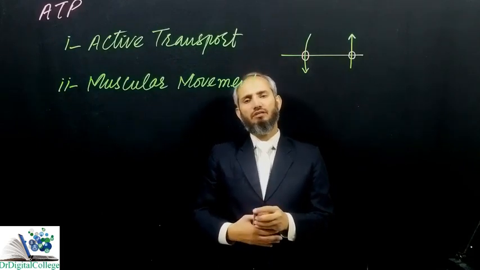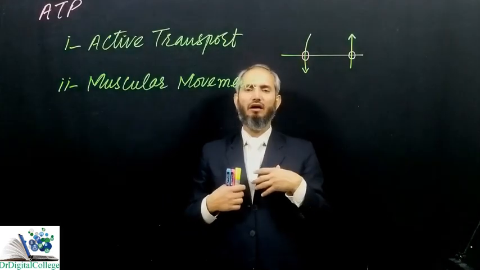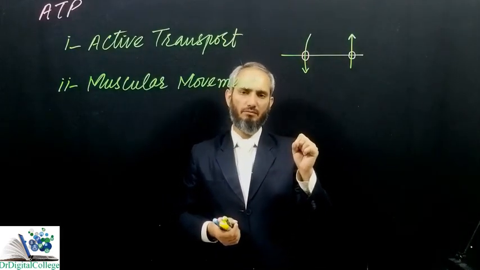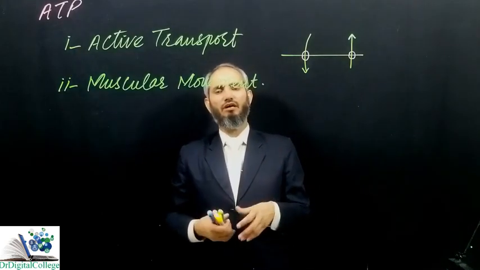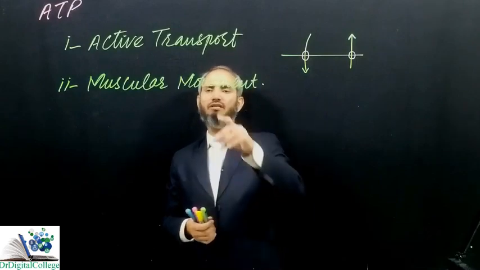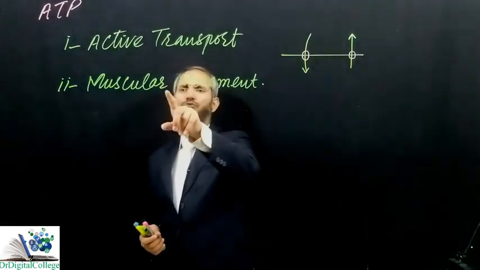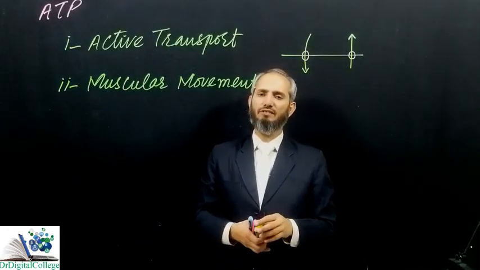So whenever there is movement, such as I am speaking, or the heart is working and blood vessels are making pulses, or the lungs are expanding, anywhere in our body, whenever there is some movement, there is the use of ATP energy. Now, in this movement, we can also include the movement of cilia and flagella.